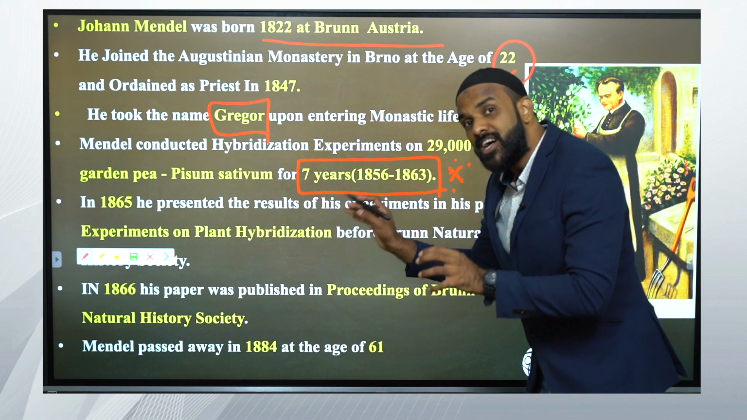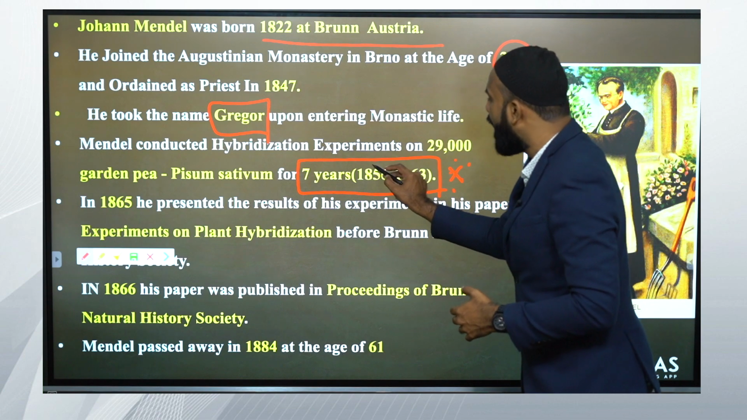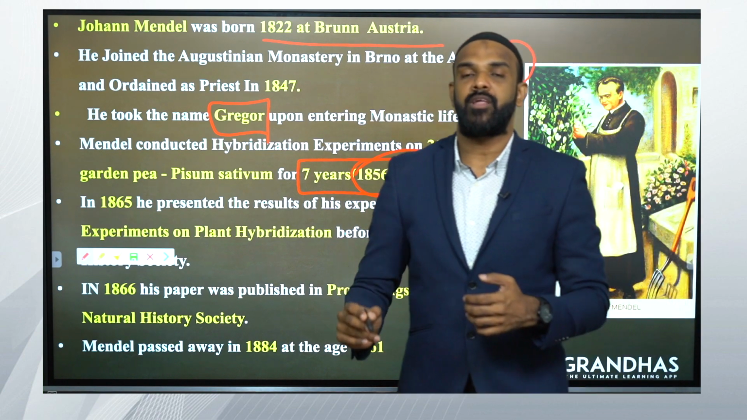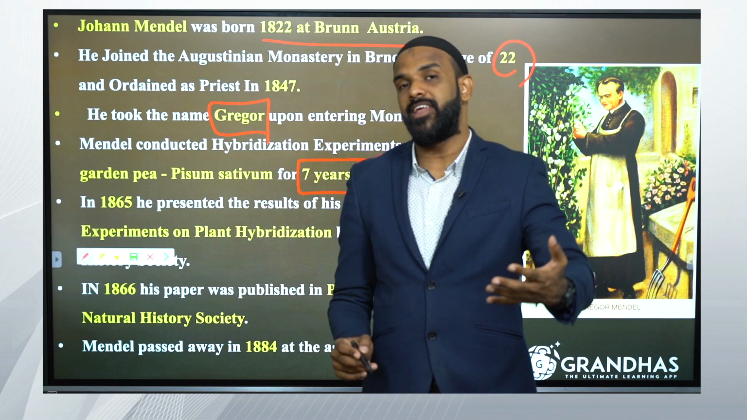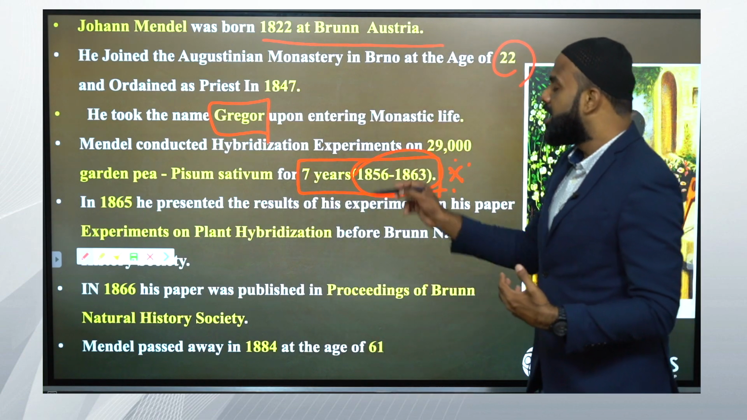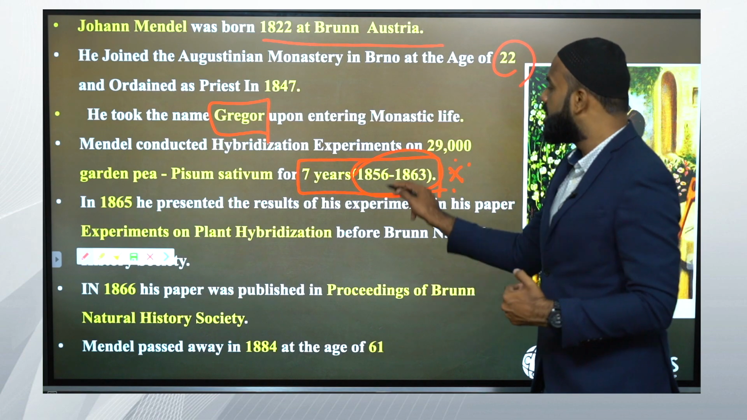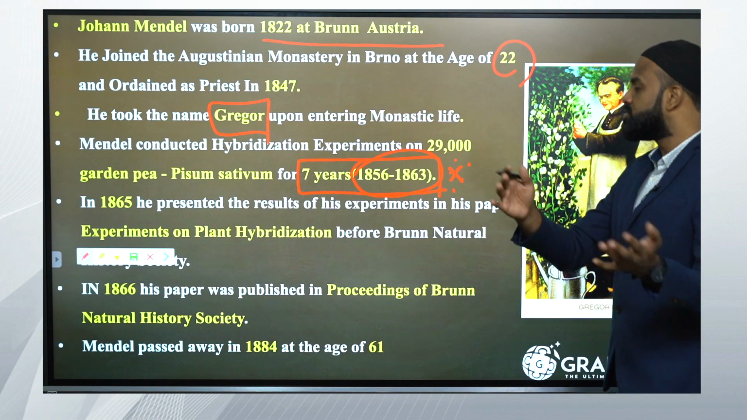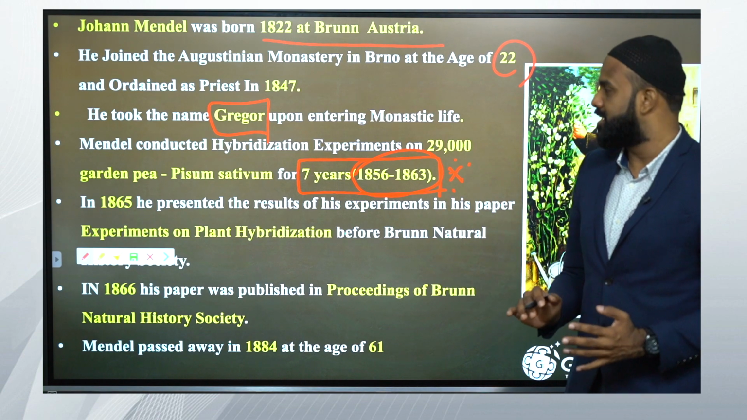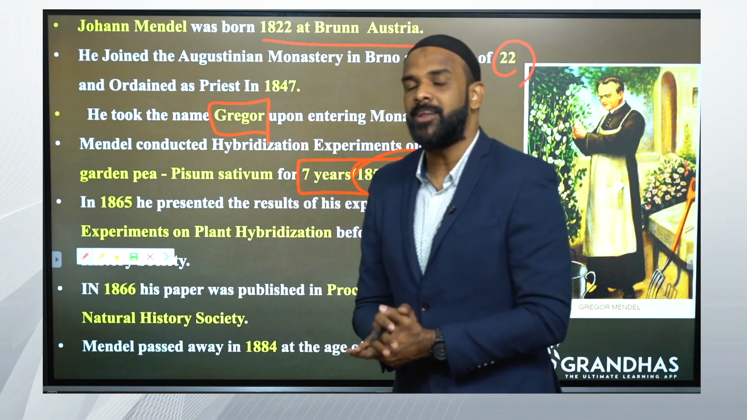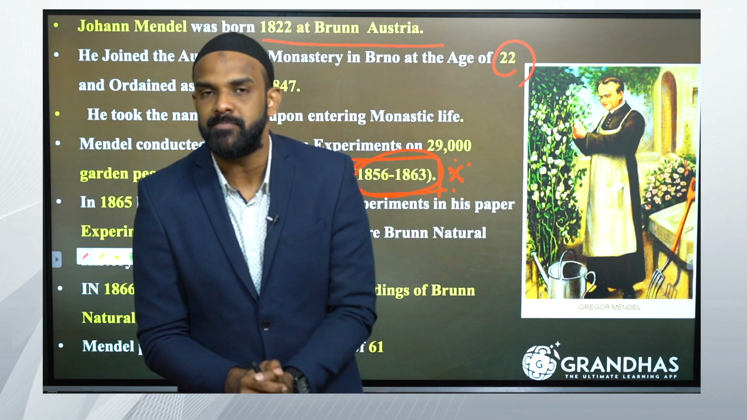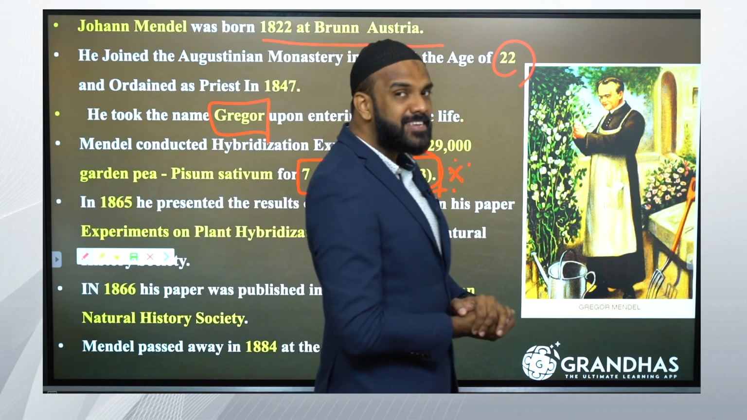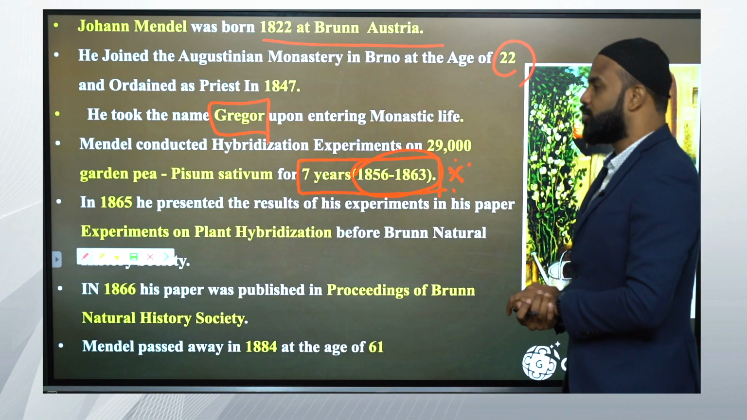This number of years alone is not sufficient. You have to study these years, 1856 to 63, because in one examination it was asked like this. All the options were 7 years, but the years were different: 56 to 63, 57 to 64, jumbled like that. So please remember, Mendel conducted experiments for 7 years, from 1856 to 1863.